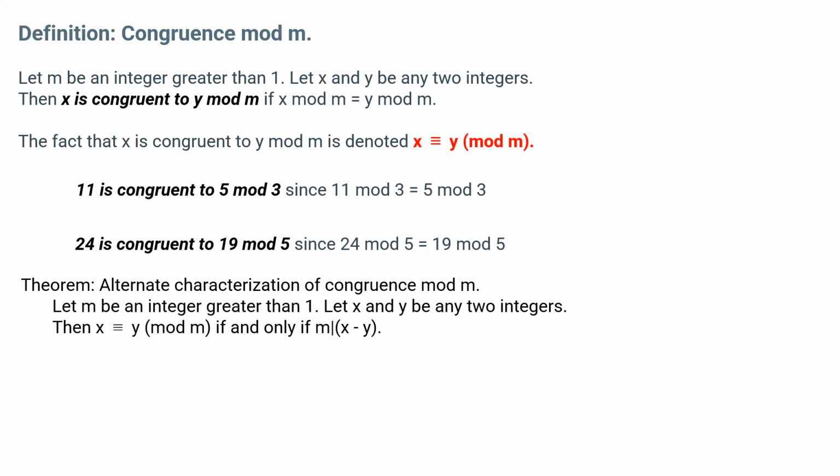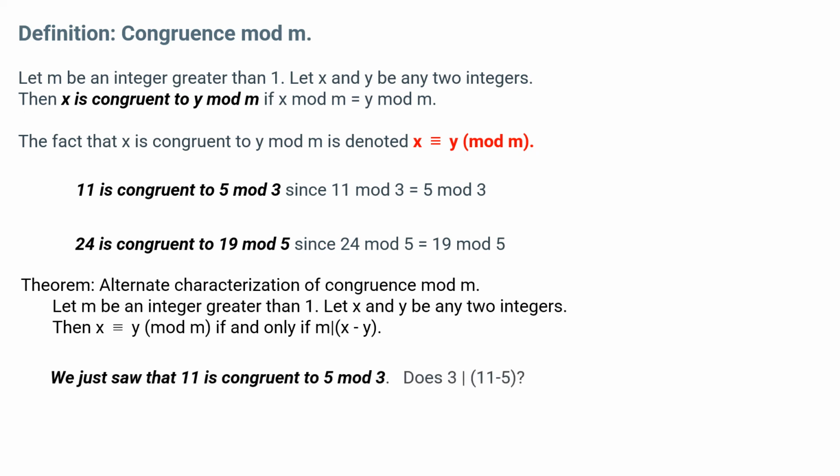Now here is another way to determine if two numbers are congruent mod something. Let's let m be an integer greater than 1 and x and y be any two integers. Then x is congruent to y mod m if and only if m divides the difference. Okay, so this gives us an easy way to tell whether two numbers are congruent in a certain mod. We just take the difference of the two numbers and see if m divides that.